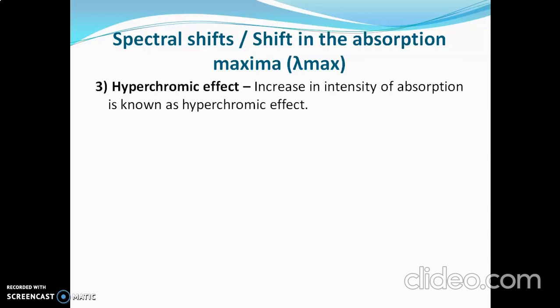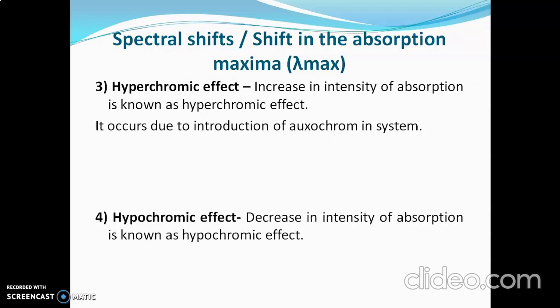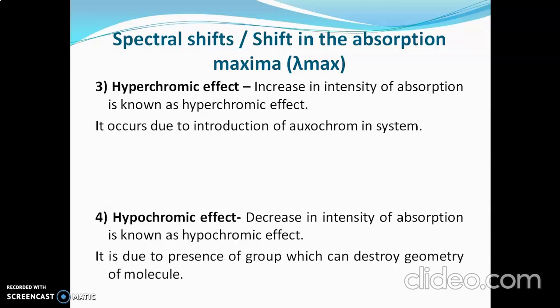Next is hyperchromic effect. Increase in the intensity of absorption is known as hyperchromic effect. That means the amount of absorption is increasing here. It occurs due to introduction of an auxochrome in the system. Fourth effect is hypochromic effect. Decrease in the intensity of absorption is known as hypochromic effect. It is exactly opposite to the hyperchromic effect. Hypochromic effect means reduction in the amount of absorption of UV visible light. It occurs due to the presence of some functional group which can destroy the geometry of the molecule.